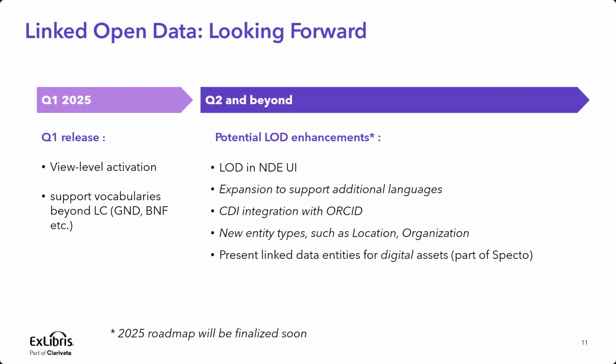In the first quarter of the year, one of the two enhancements is really exciting: support for vocabularies beyond Library of Congress. As I mentioned, we currently support local records that are linked to Library of Congress authorities. Starting from February, we are going to support additional authority types such as NDE and BNF and other authority types that are included in VIAF and also in the community zone.